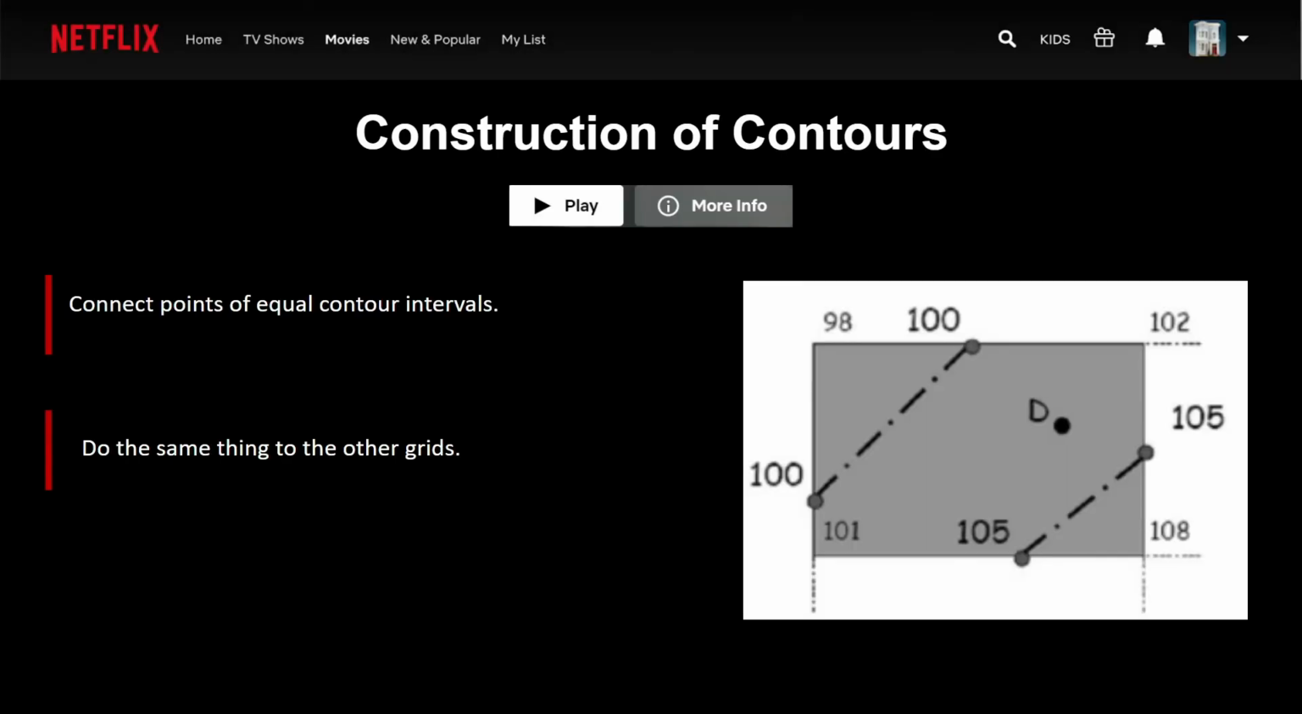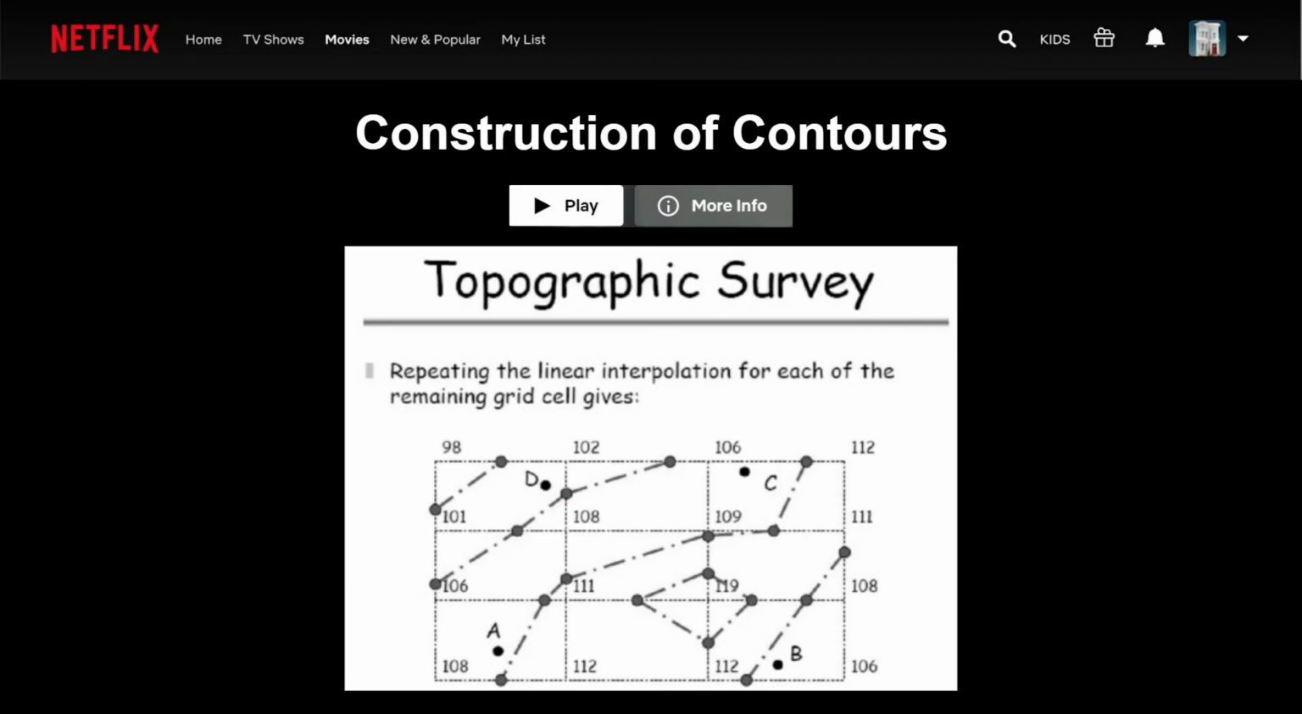Now, as we found the location of the horizontal distances and the approximate locations of the contour intervals, we need to connect all the points of equal contour intervals. We have to do the same thing to the other grids. If we do the same thing to all of the grids, we will get this picture. It is repeating the linear interpolation for each of the remaining grid cells.